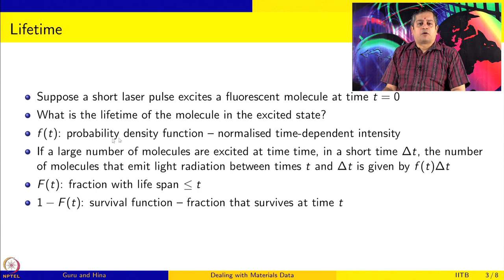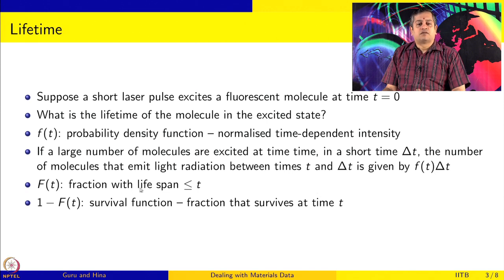Now, f of t is the probability density function which gives the normalized time dependent intensity of radiation or light. Suppose you have a large number of molecules that are excited at time t equal to 0, in a short time delta t, how many molecules will emit light radiation? Let us say between t and t plus delta t. That is given by f of t times delta t. So, f of t is the probability density function or normalized time dependent intensity function.